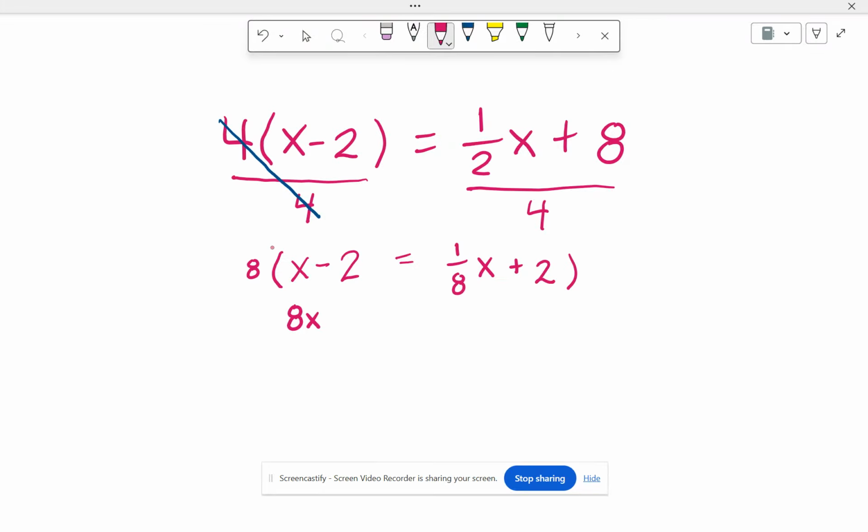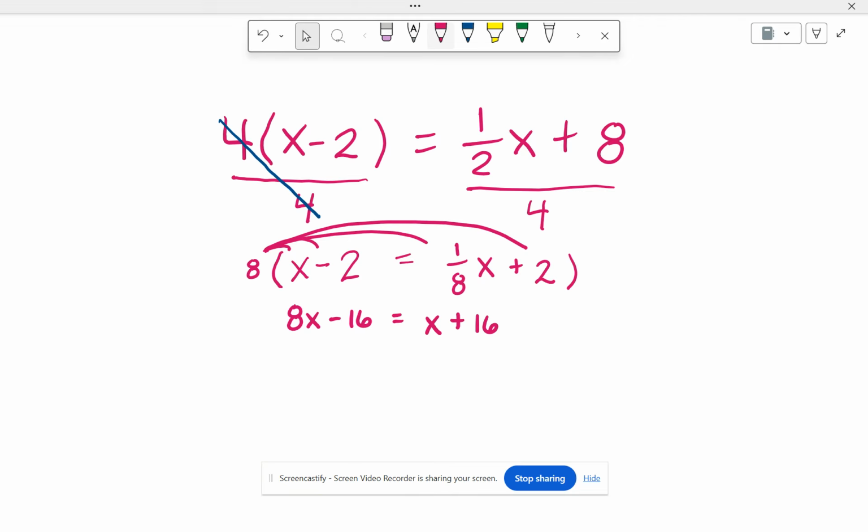So I'm going to take this 8, distribute it across, again, everything, right? In an equation, if I do something to one term, I really have to make sure that I'm doing that equally on both sides. So 8 times x is 8x. 8 times negative 2 would be a minus 16. I chose the 8 because 8 will clear that 1/8 and we'll be left with just x. 8 times 1/8 is 1. And then 8 times 2 is a positive 16 over here.